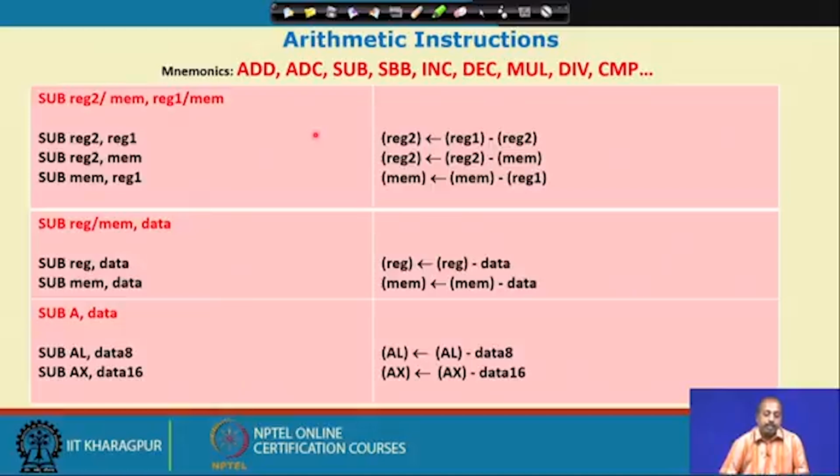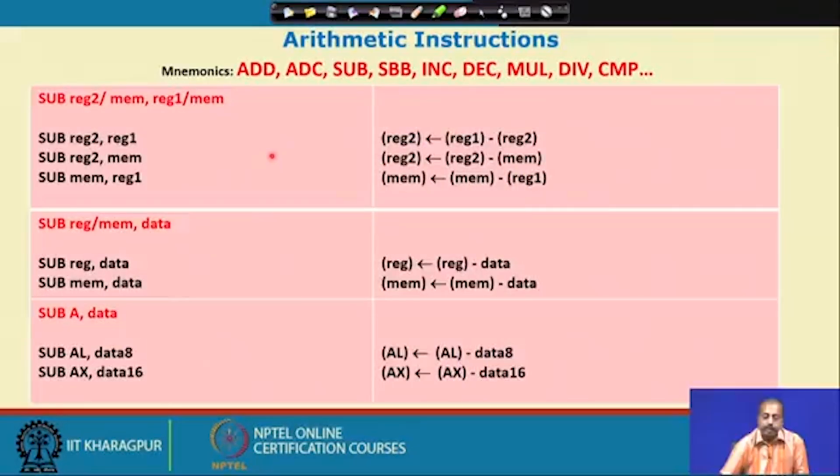Then the subtract instruction SUB. So, here it is again similar to this add instruction, but for example, SUB register 2 comma register 1 means register 2 will get register 2 minus register 1. So, otherwise it is same. Whatever we have got for add, the same is true for sub, and of course, the flag settings will be different. So, overflow, zero, and so on.